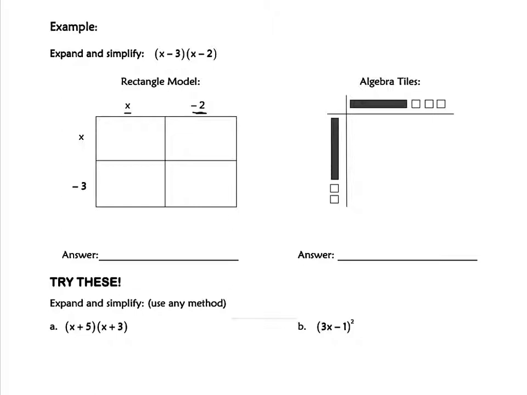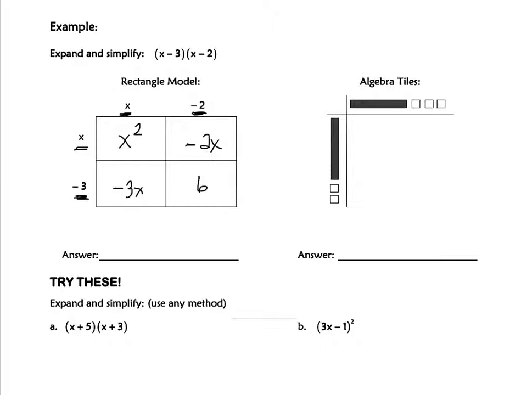So then you kind of do almost like what you did with the times tables back in elementary school. You would take this x and multiply it by this x, and the product would be x squared. This x multiplied by this negative 2 would be negative 2x. So you're basically multiplying the terms in each row by the terms in each column. Then you move to the negative 3, and the negative 3 times the x is going to give you negative 3x. And then the negative 3 times the negative 2 is going to give you a positive 6.